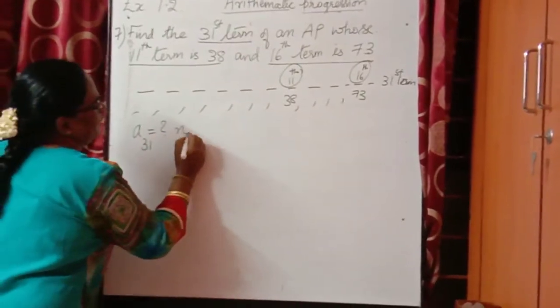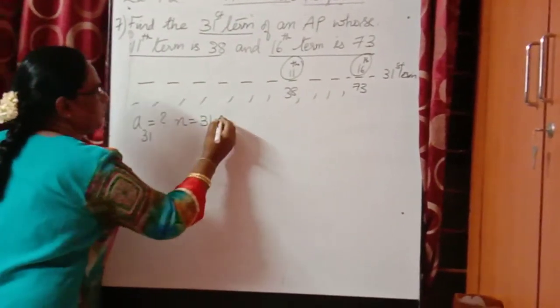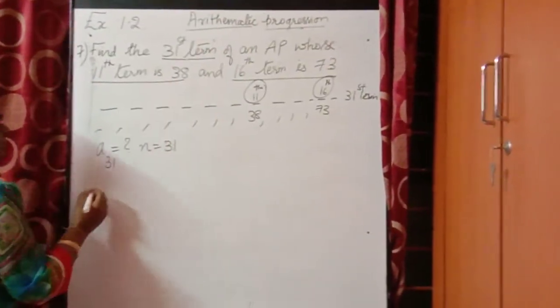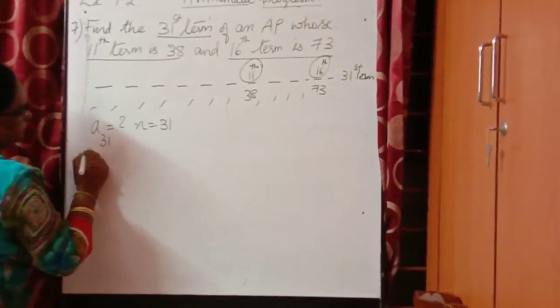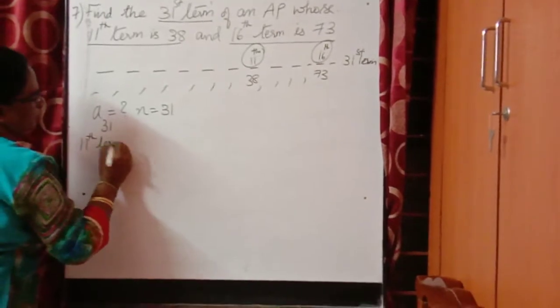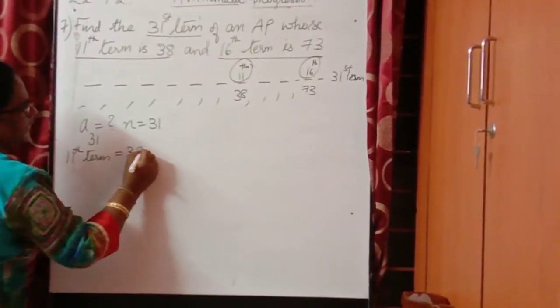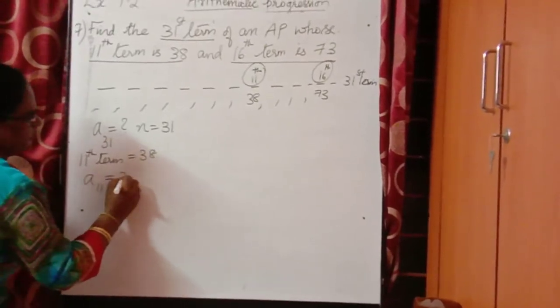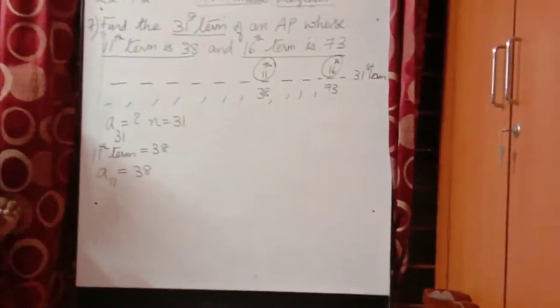A31 means here n will be 31. That we will take up in the last. First what you have to do is, 11th term is 38. 11th term is equal to 38. 11th term means A11. A11 is equal to 38.